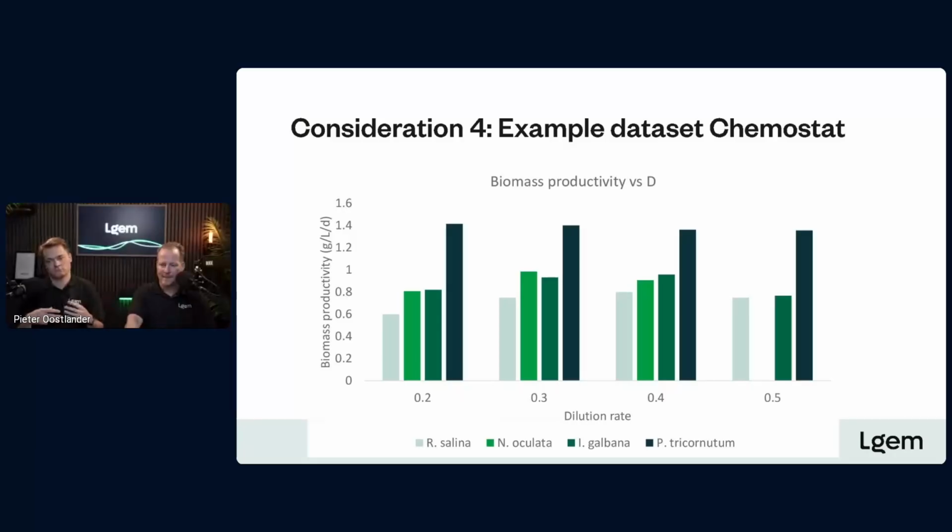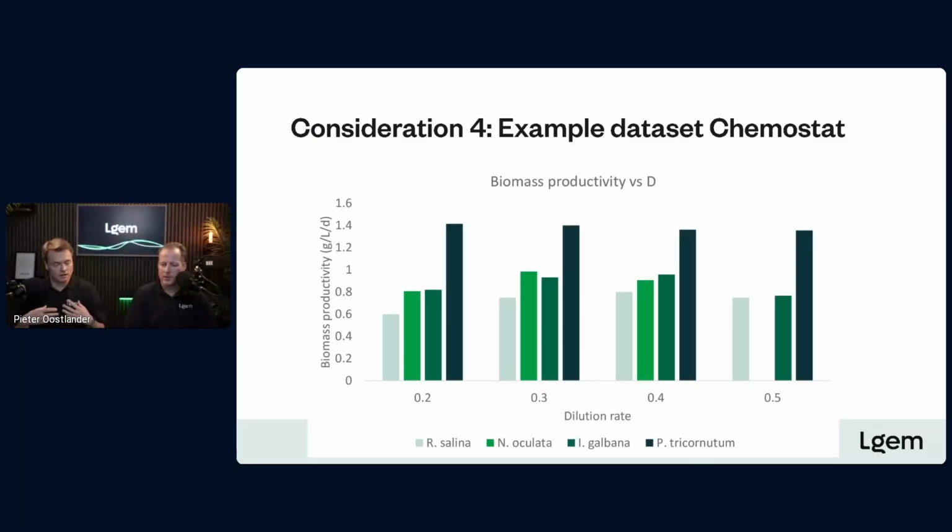Then to give it some context, there's a small subset of a data set that we've made using chemostat. So here we show that we've grown multiple different species with a dilution rate varying between 20% to 50% per day. So up to half the culture volume is replaced every day and harvested every day under continuous conditions. So that means 24 hours per day of light. And we can see that the impact of the dilution rate results in different biomass productivities with an optimum around maybe 30%, 40%, something in that range, depending on the species that is used.